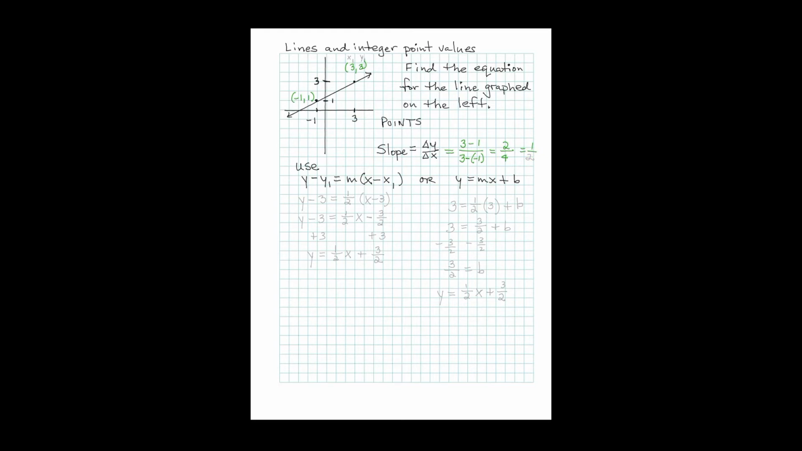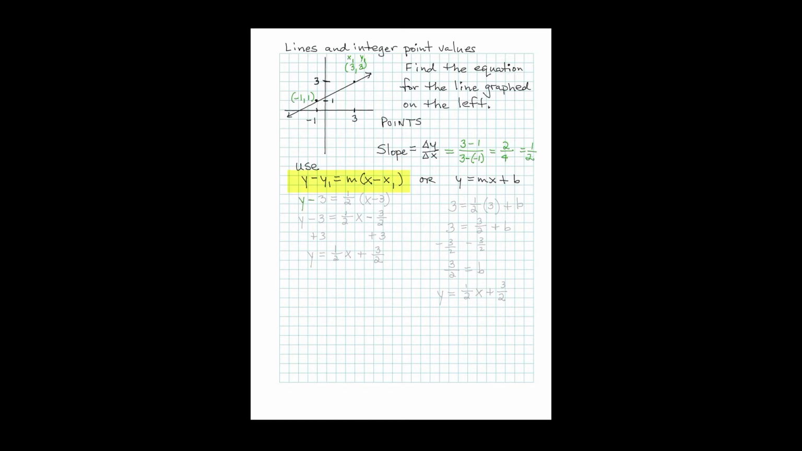Now it never matters what point you choose on a line for (x1, y1), because all of the points on the line make the equation true. So pick whichever point you want. I'm going to pick the (3, 3), only because they're both positive numbers and you're less likely to make a mistake with positive numbers. And I'm going to plug into the point slope formula.